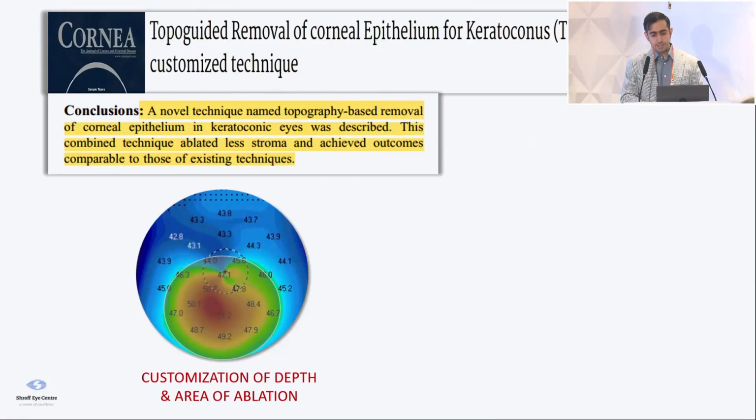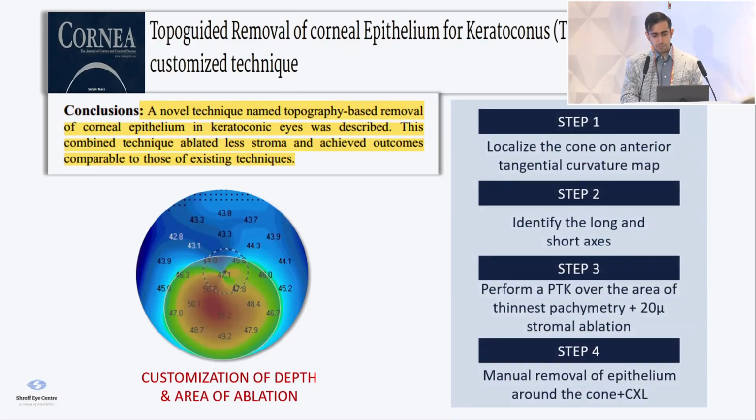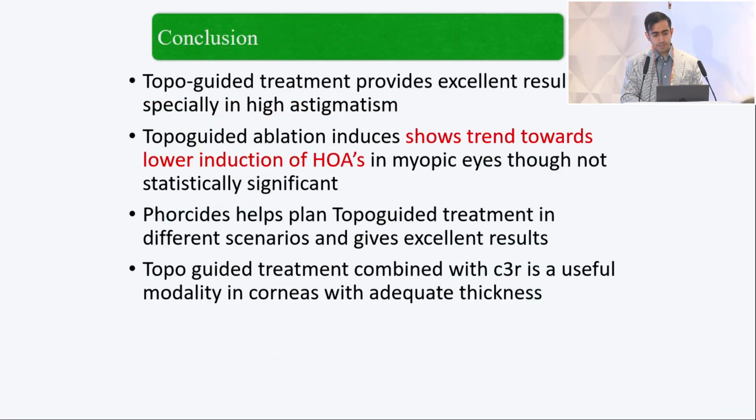TREC is something that the group from Narayan Nethralaya has published on. It's customized removal of the epithelium and a little bit of stroma. This can be achieved on the Schwind platform, where you actually just shave off a little bit of the stroma in the cone area along with the epithelium, and that tends to work well. After that, it is followed by cross-linking to regularize these corneas.